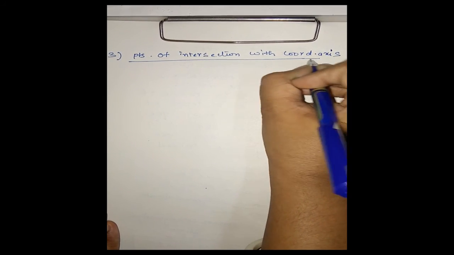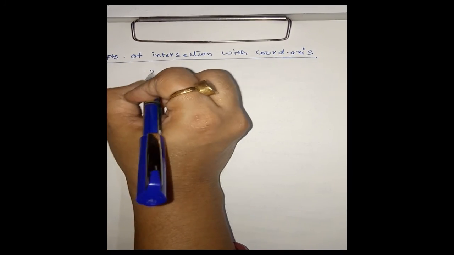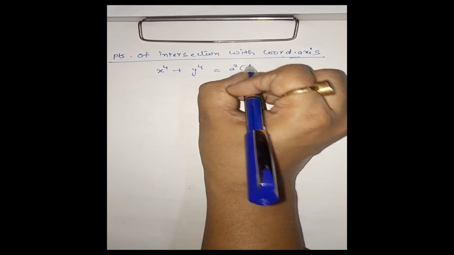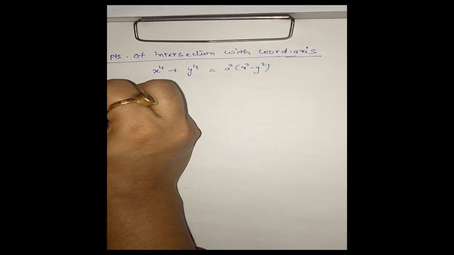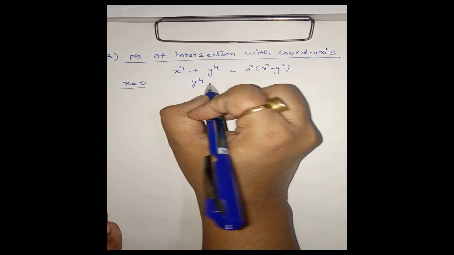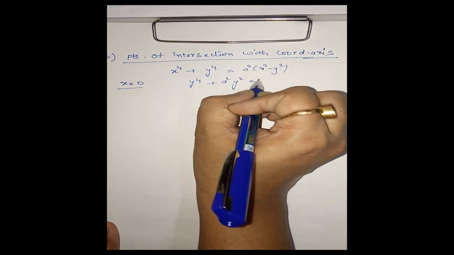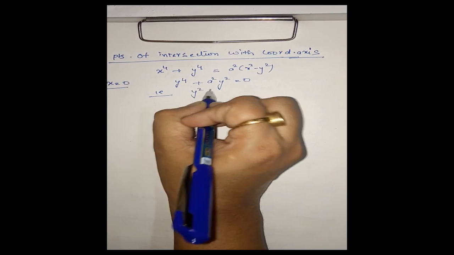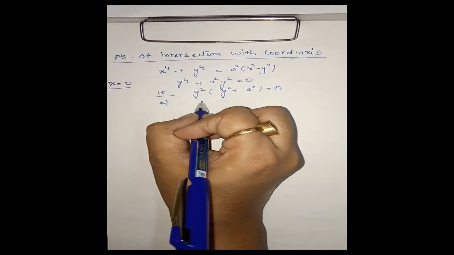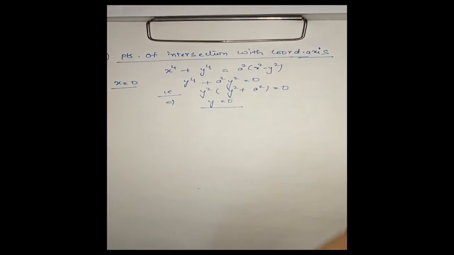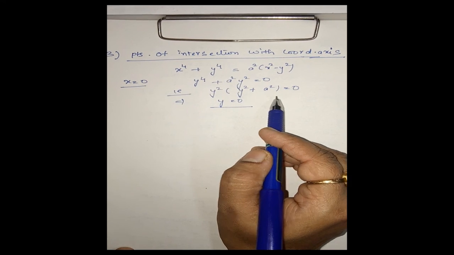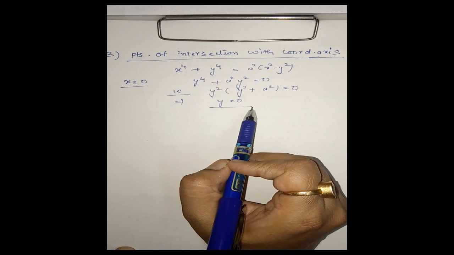Okay. Now the equation is x power 4 plus y power 4 is equal to a square into x square minus y square. On taking x to be 0, this will be y power 4 plus a square y square is equal to 0. That is y square into y square plus a square is equal to 0. From here we are getting y square is equal to minus a square. That means no real value. Only real value is y is equal to 0.